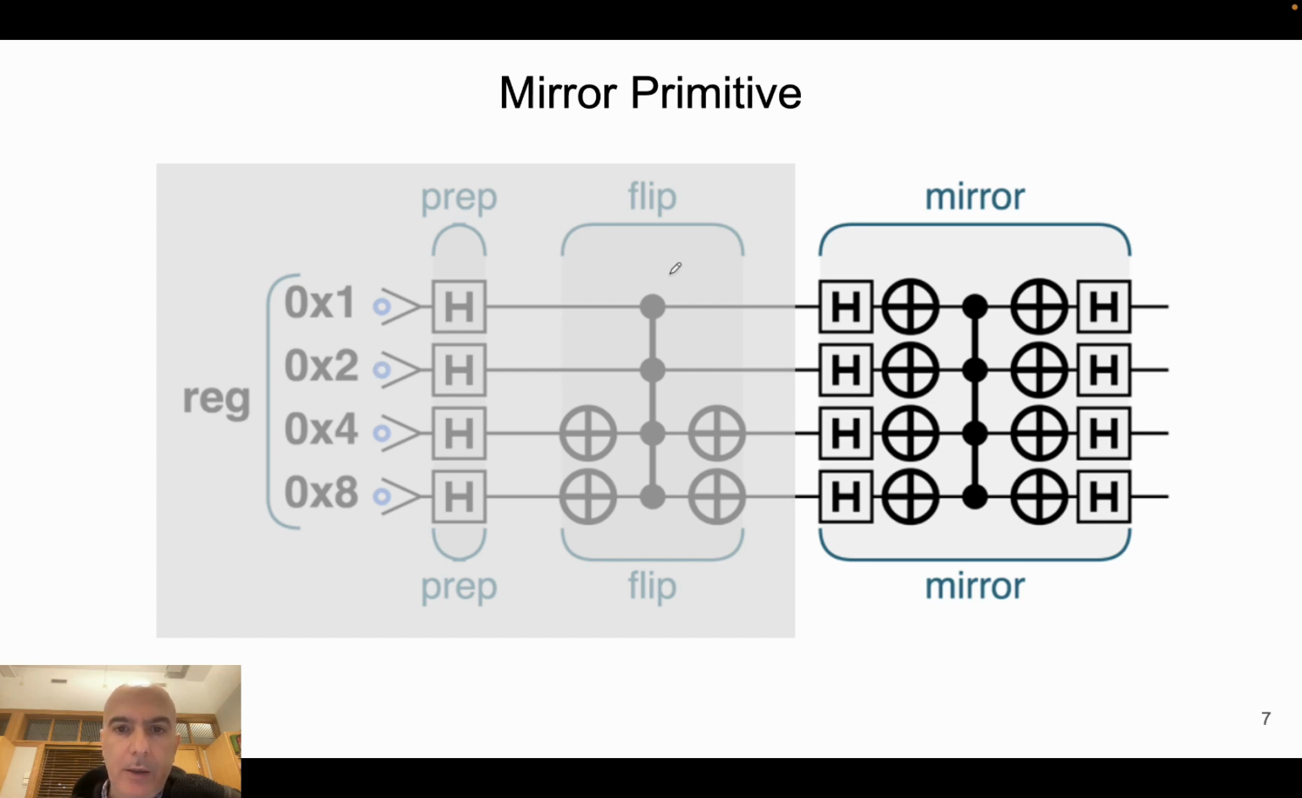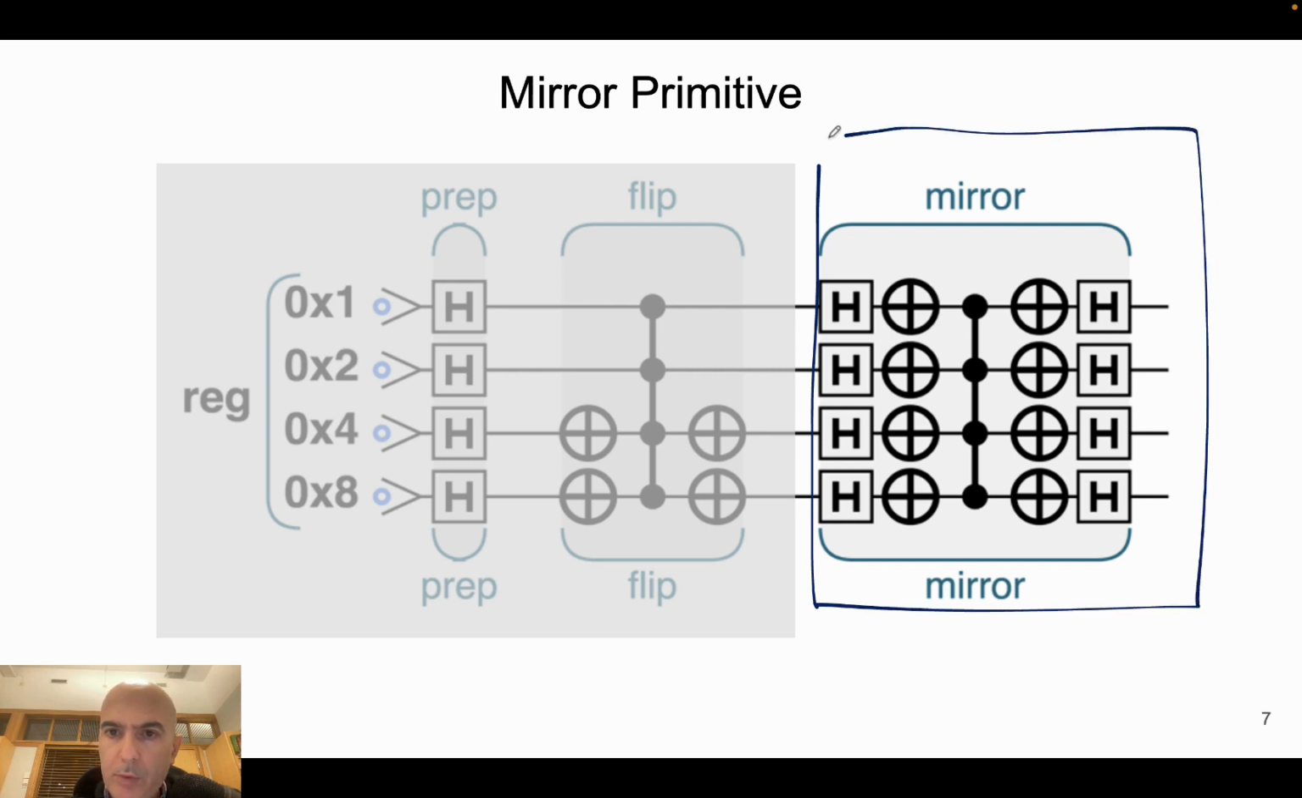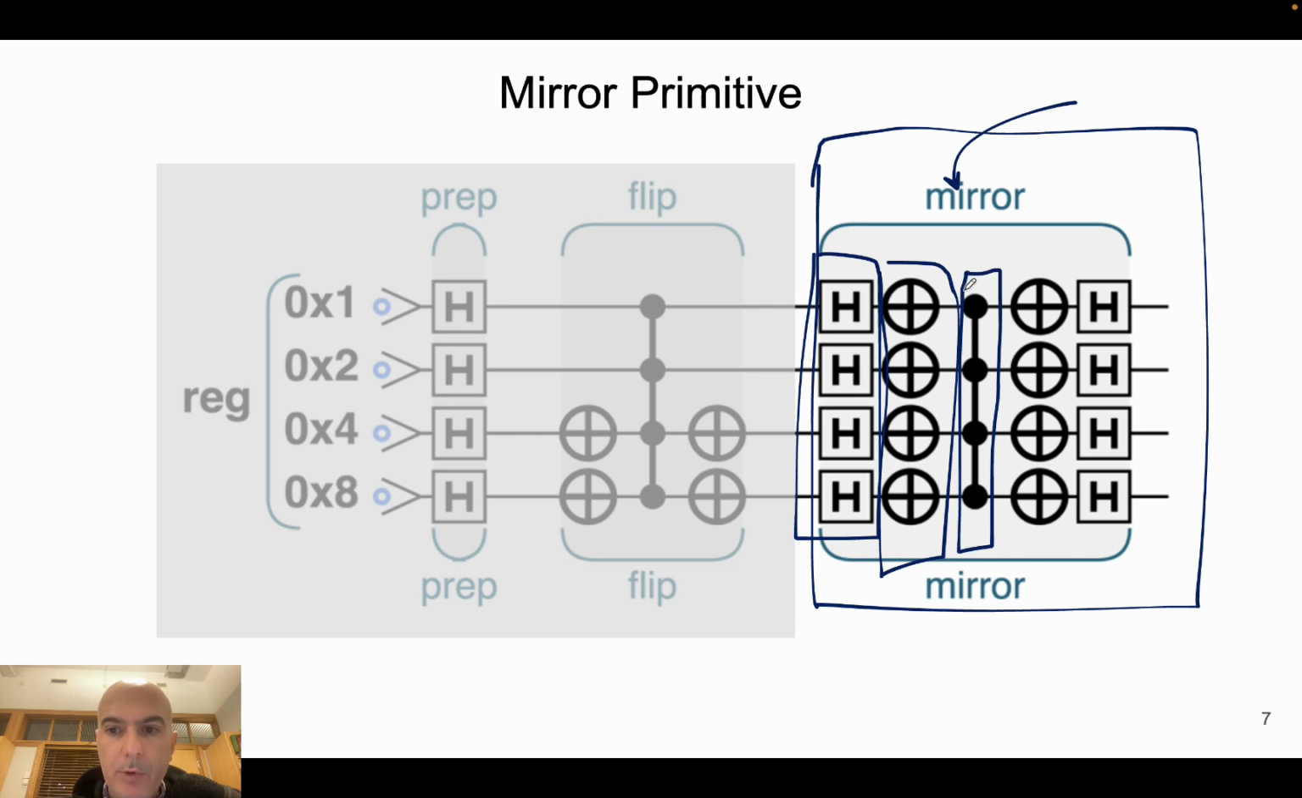After we apply the flip operation, that means we change the relative phase, we rotate the relative phase by 180 degrees. Then we have a primitive that changes the difference in relative phase into a difference in magnitude. This primitive is called the mirror primitive, and it has a Hadamard gate for each qubit, then a NOT operation, then a multi-control CZ, and then again a NOT operation and Hadamard gates.